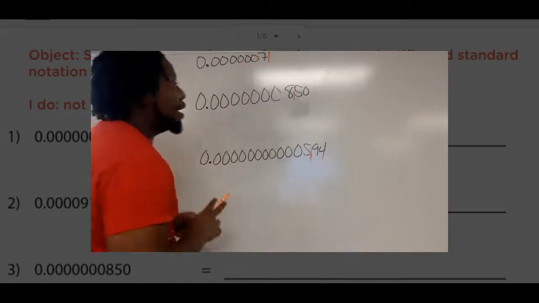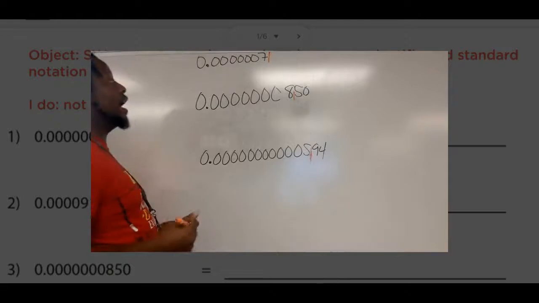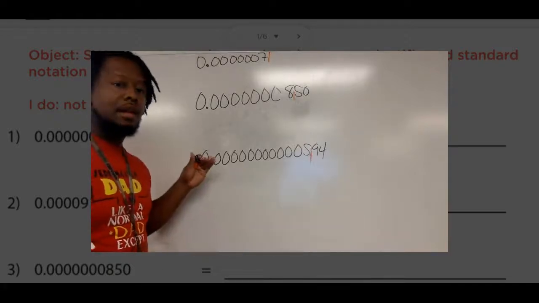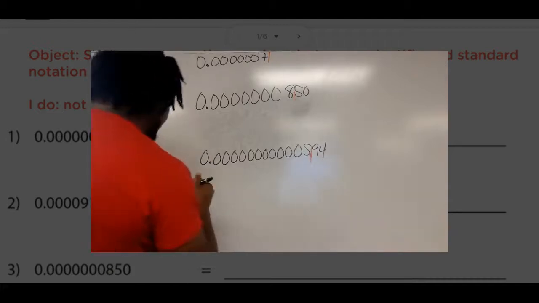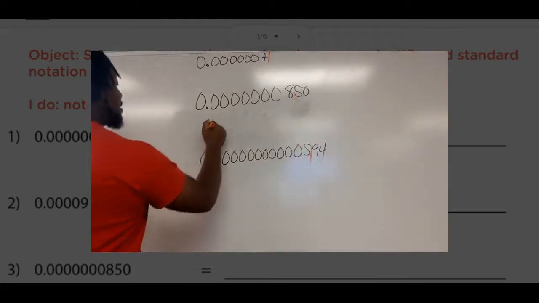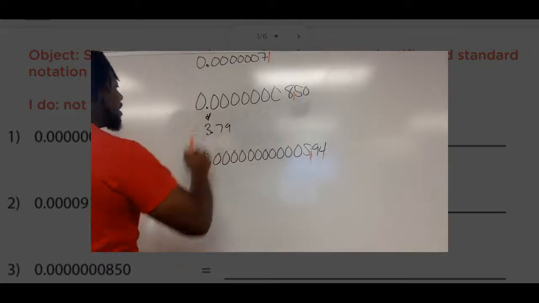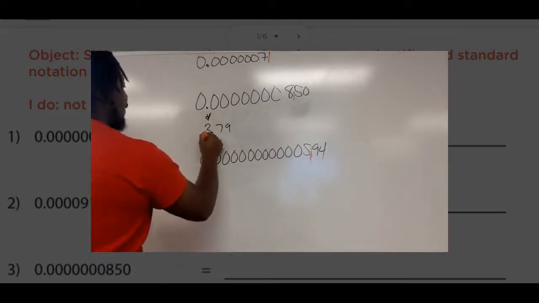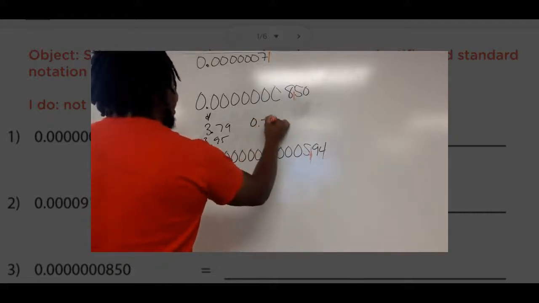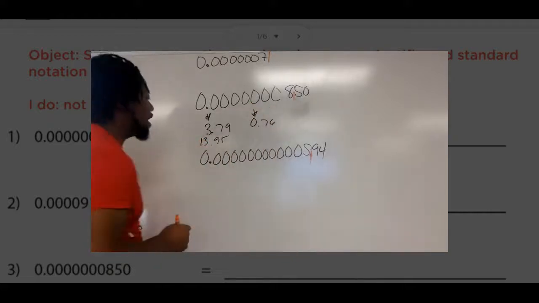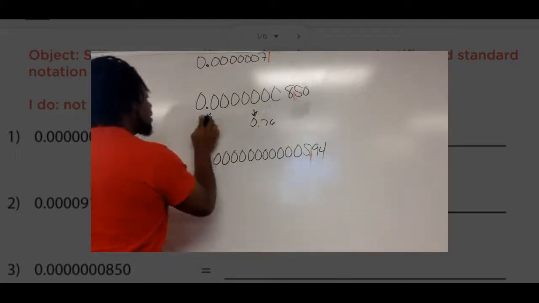these are zeros. Remember, in scientific notation, the number in the ones place has to be between 1 and 10. So I can't have a 0 right there. Let me say that again. In scientific notation, the number in the ones place, meaning 3.79, has to be between 1 and 10. You can't have 13.95 and be in scientific notation. You can't have 0.76 and be in scientific notation. This number has to be between 1 and 10. Now that I've said that, let's get to it.